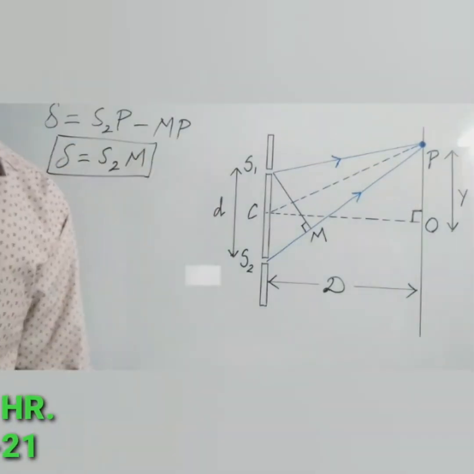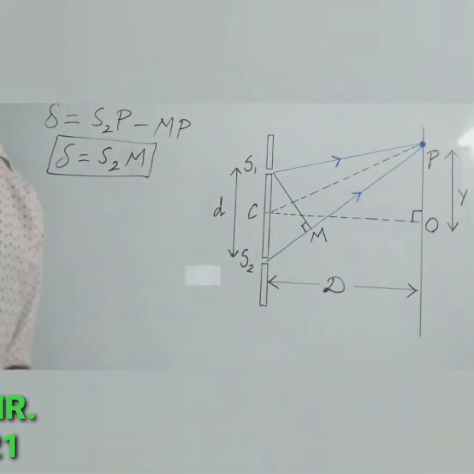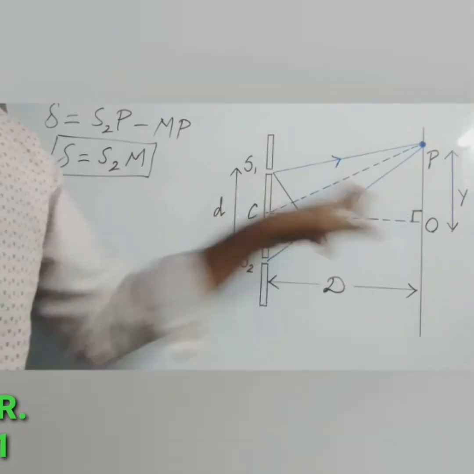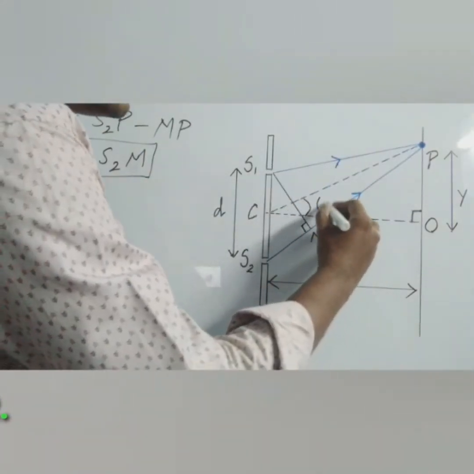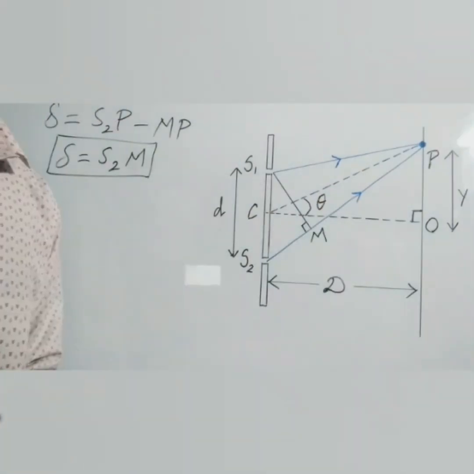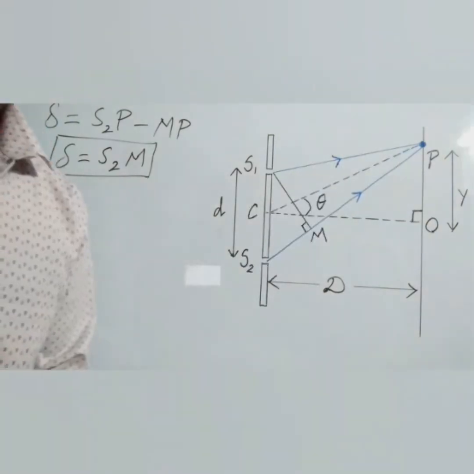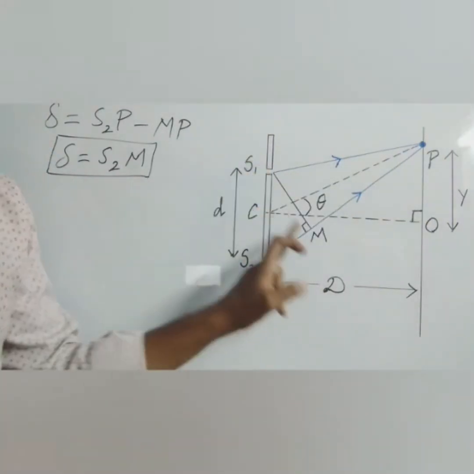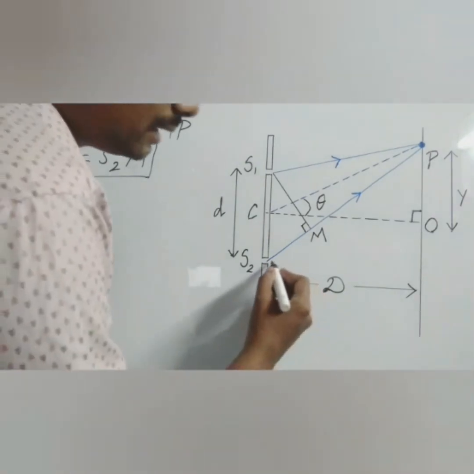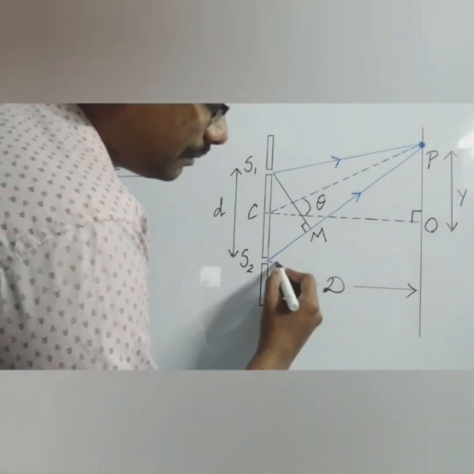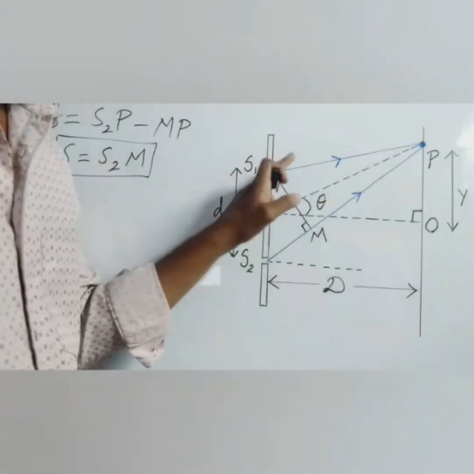S2M. The angular position of the point P from C is theta. That means angle OCP is theta. So this angle is theta. From the geometry, the angles OCP and S2S1M are equal. We have to prove that. For that, let us take the parallel line here.